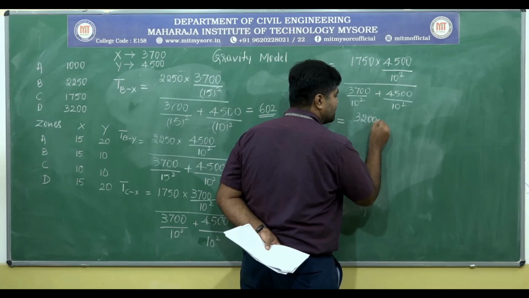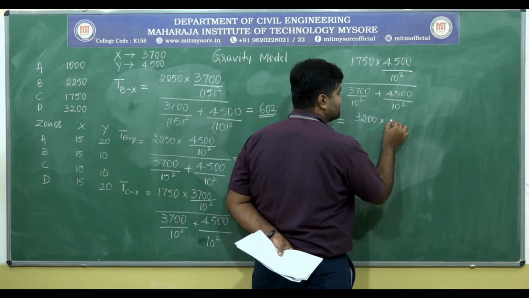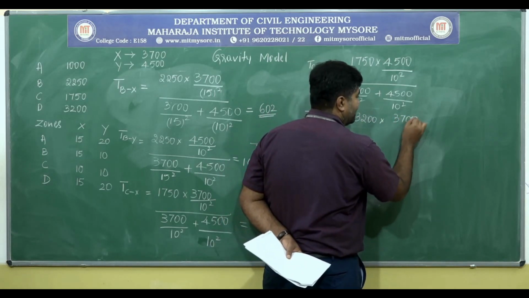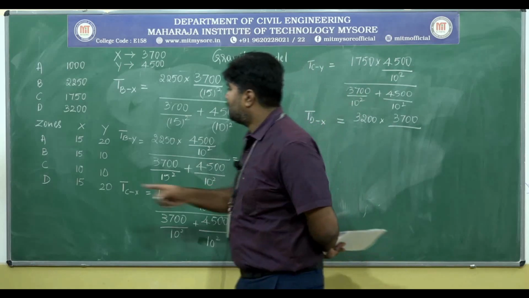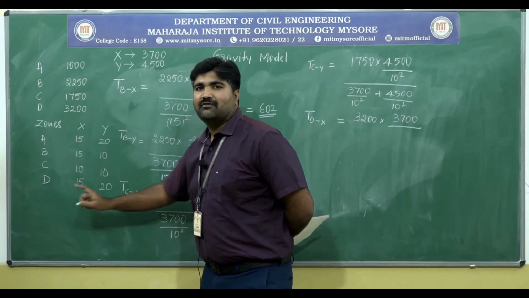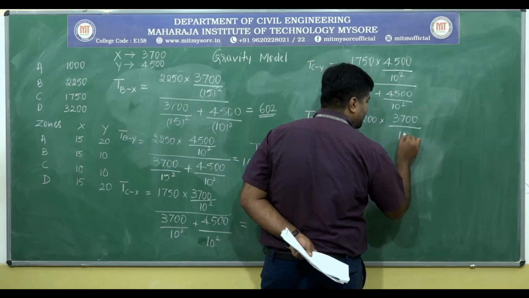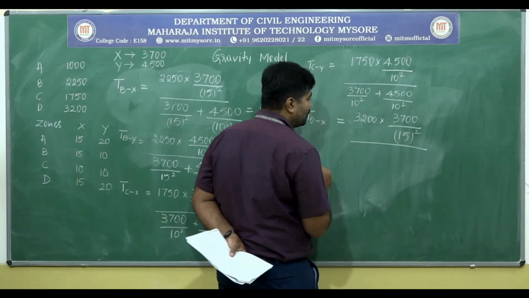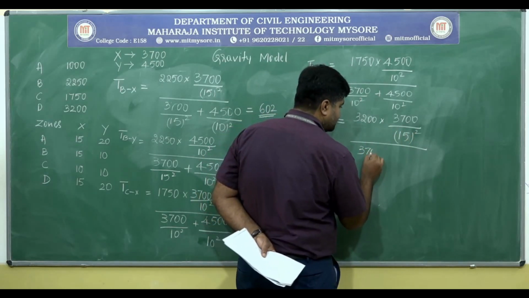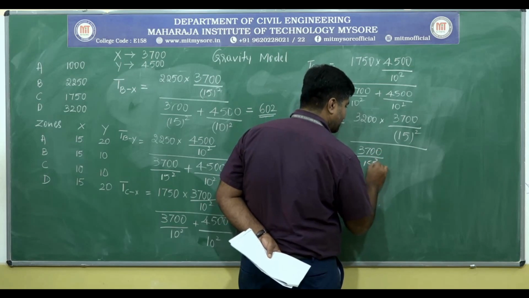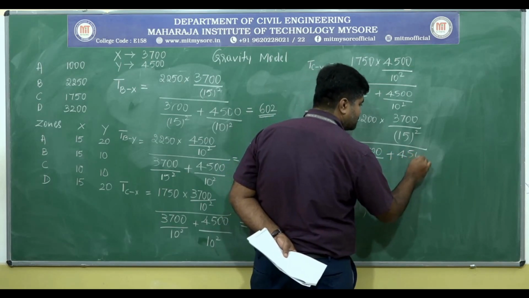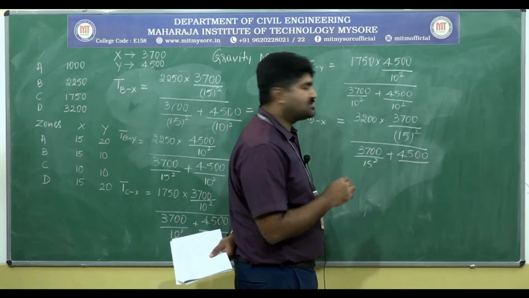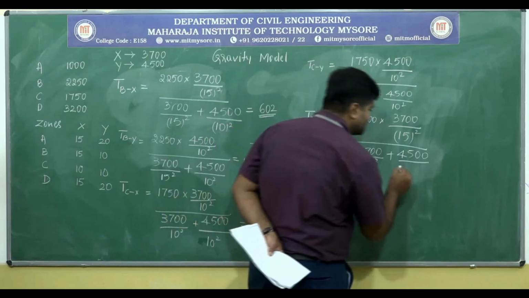3200, and it is attracting towards industrial estate X, D to X. So it is 3700 divided by the time taken for D to X, which is 15. We know the n value, so it is multiplied, it is 2. Next, 3700 divided by 15 square plus D to Y. We know the trips between D to Y, that is 4500, and the time taken to travel from D to Y is 20 minutes.